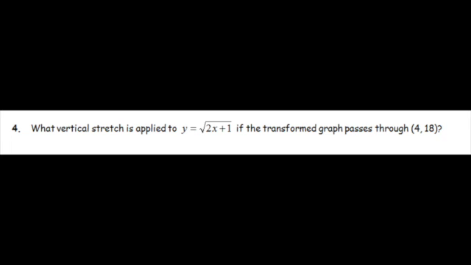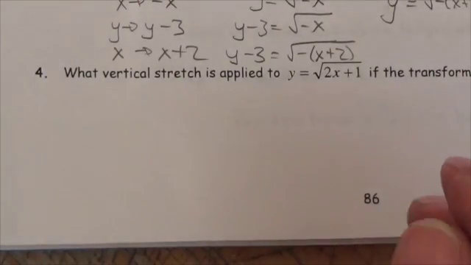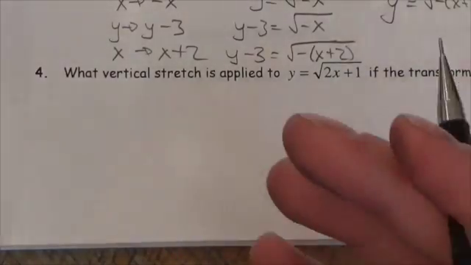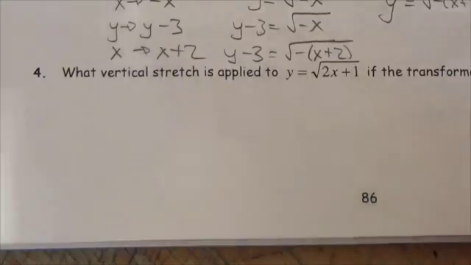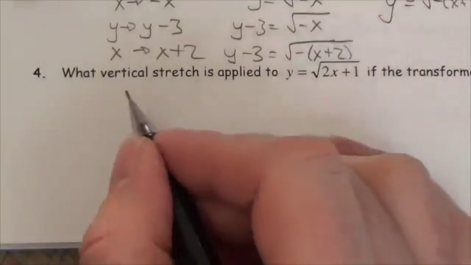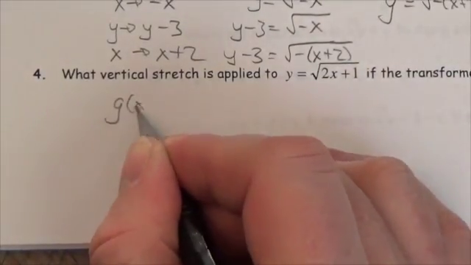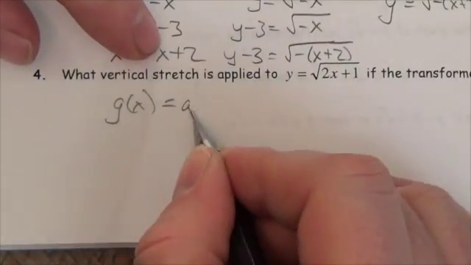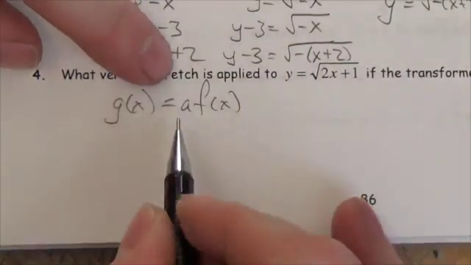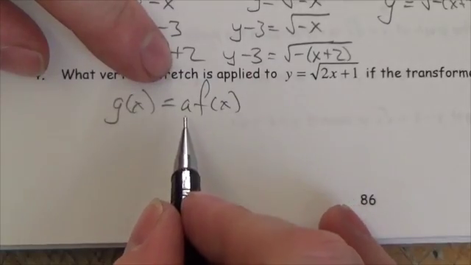What vertical stretch is applied to y equals the square root of 2x plus 1 if the transformed graph passes through the point (4, 18)? All right, now the trick to doing this question here is, again, to approach this in functional form. What vertical stretch is applied to this? I don't know what vertical stretch is going on here, but I am creating a new function from the old function, the old f of x, by applying a vertical stretch. Now that's what a vertical stretch looks like.